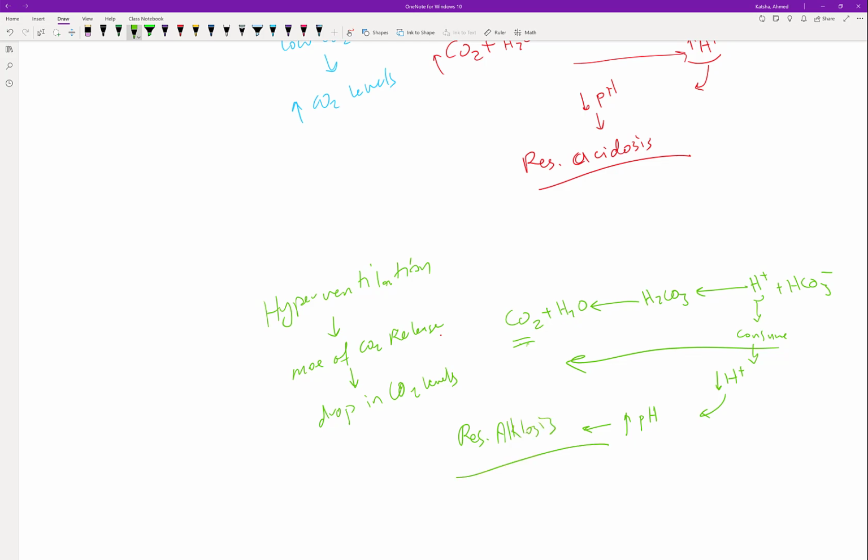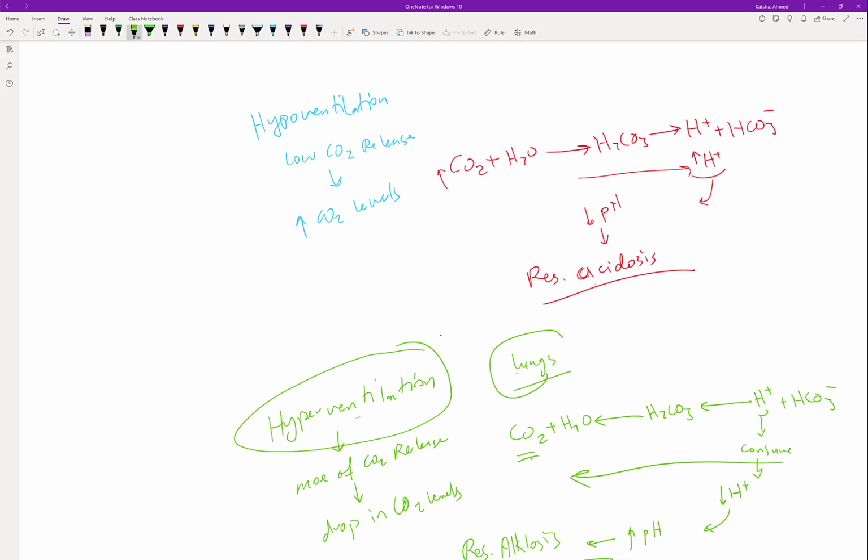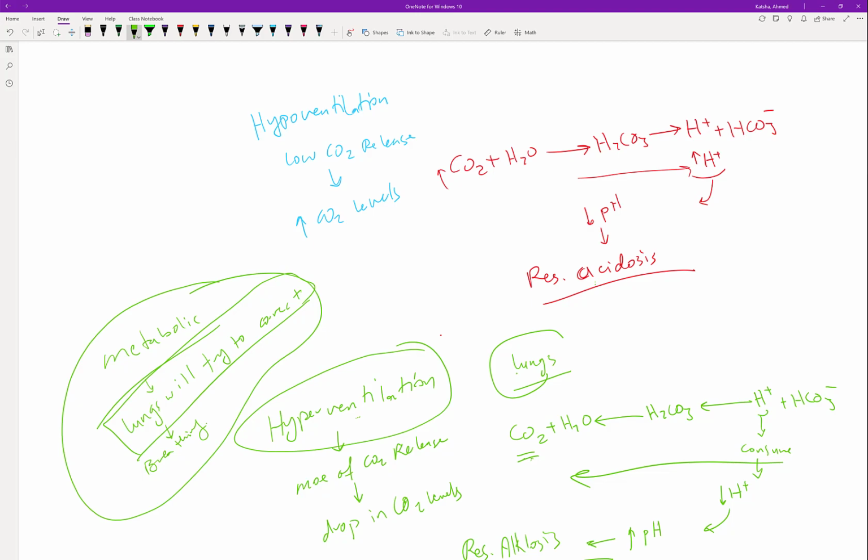So again, it's respiratory alkalosis or acidosis if it's related to the lungs. If it's not related to the lungs, it will be metabolic alkalosis or acidosis. So how do I know if it's related to the lungs or not? This is critical. I need to check the ventilation pattern. If it's related to the lungs, then hyperventilation should give me alkalosis, and hypoventilation should give me acidosis. But if it was metabolic, then the lungs will try to correct. How will they try to correct? By breathing. So in this case, the breathing pattern doesn't match the pH. If the breathing pattern doesn't match the pH, then it's metabolic.